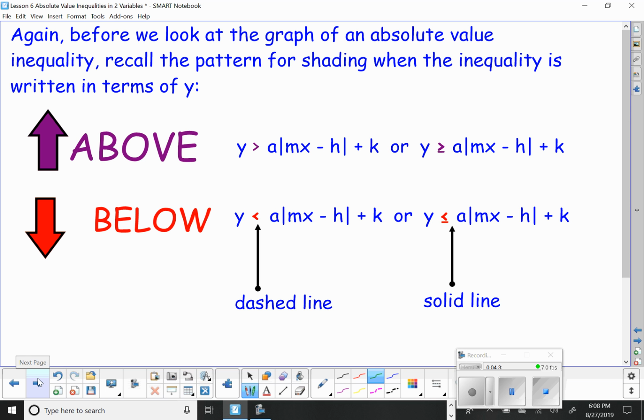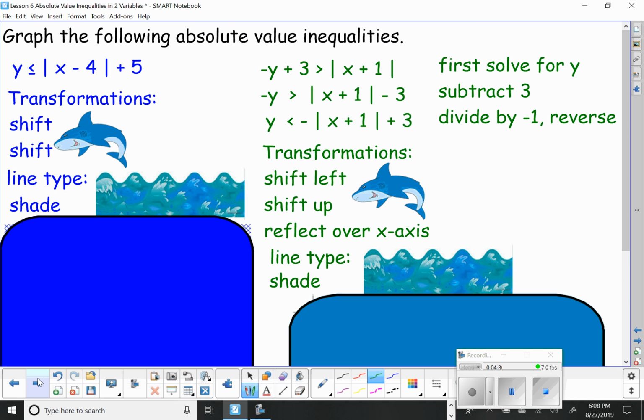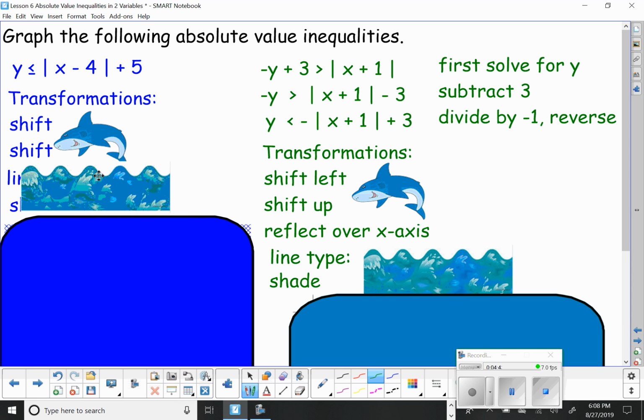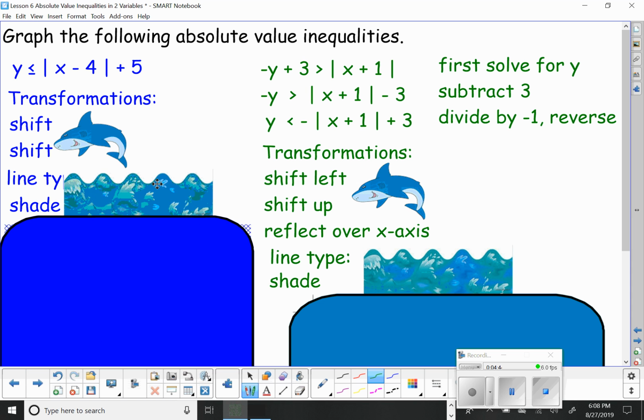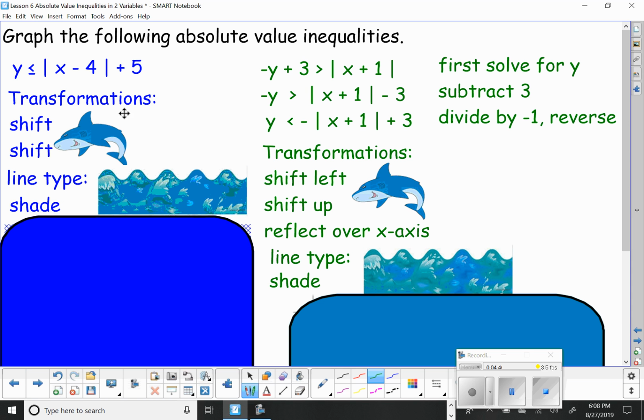This is really no different than when you've graphed lines or linear inequalities before. So, if we take a look at these, I have the inequalities. And over here, I've also noted that I have to get y by itself first.